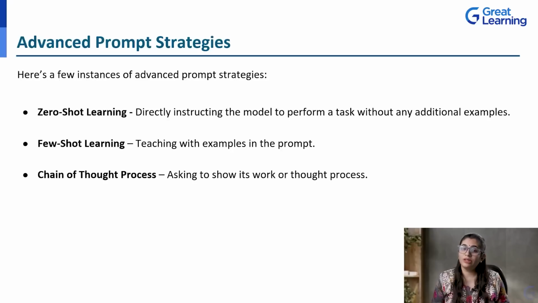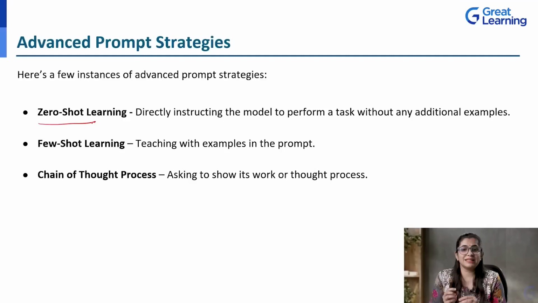We are taking only 3 types: zero shot, few shot, and chain of thought process. That's it. There are several other strategies that exist, like self-consistency, tree of thought, respond, rephrase, etc. You can go and dive deeper into those. Let's now see what is zero shot.